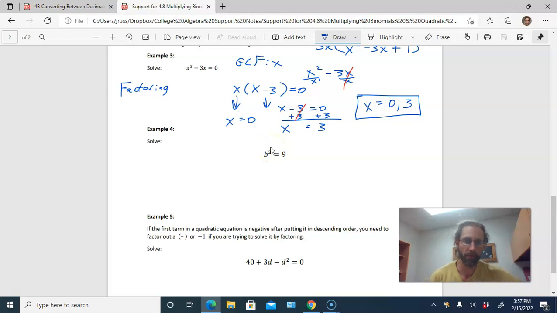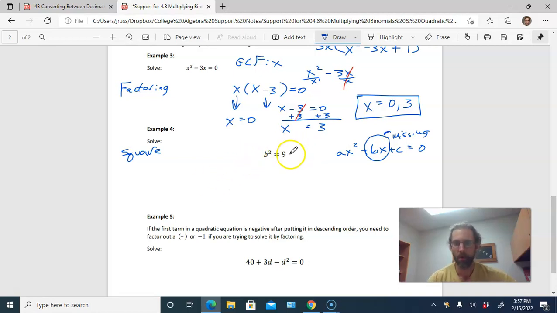And if you remember from last class, if it's missing the middle term, if it's missing this term right here, okay, so in this example, we've got the squared term and we've got the number. Okay, so we've got the first term and we've got the constant, but we don't have the middle term. So when we're missing the middle term, we can use the square root method.